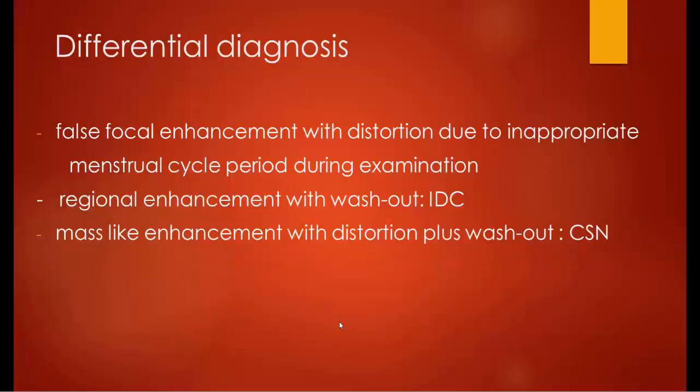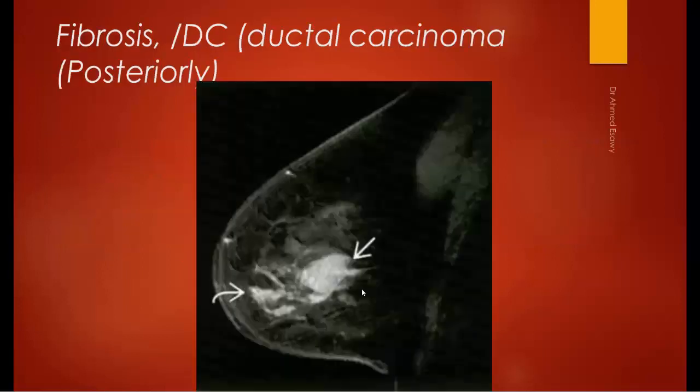Fibrocystic change. Differential diagnosis of fibrocystic change in MRI: false focal enhancement with distortion due to an inappropriate menstrual cycle period during examination; regional enhancement with wash-out, invasive ductal carcinoma; mass-like enhancement with distortion plus wash-out in cystitis; fibrosis; invasive ductal carcinoma, posteriorly seen. These are some of the differential diagnoses of fibrocystic change in MRI.